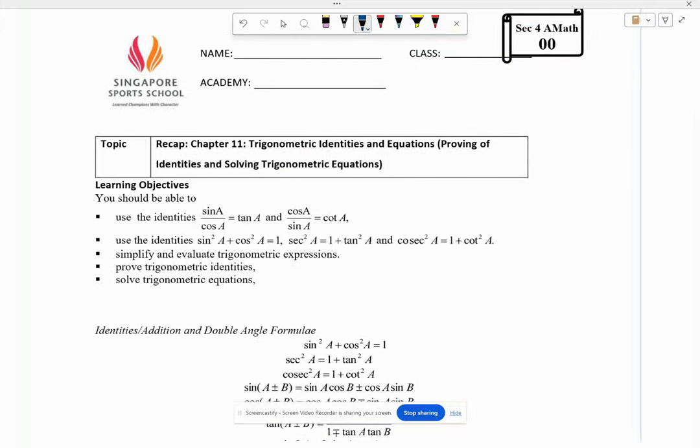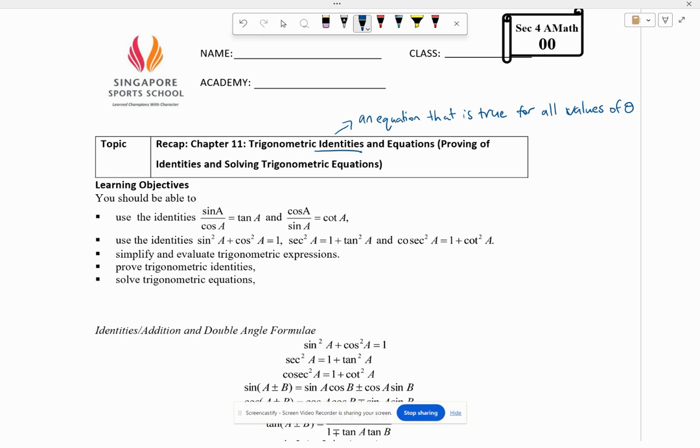Over here, we will learn how to prove trigonometric identities and solve trigo equations. So what's an identity? It's an equation that is true for all angles, or all values of theta. So just a quick recap.